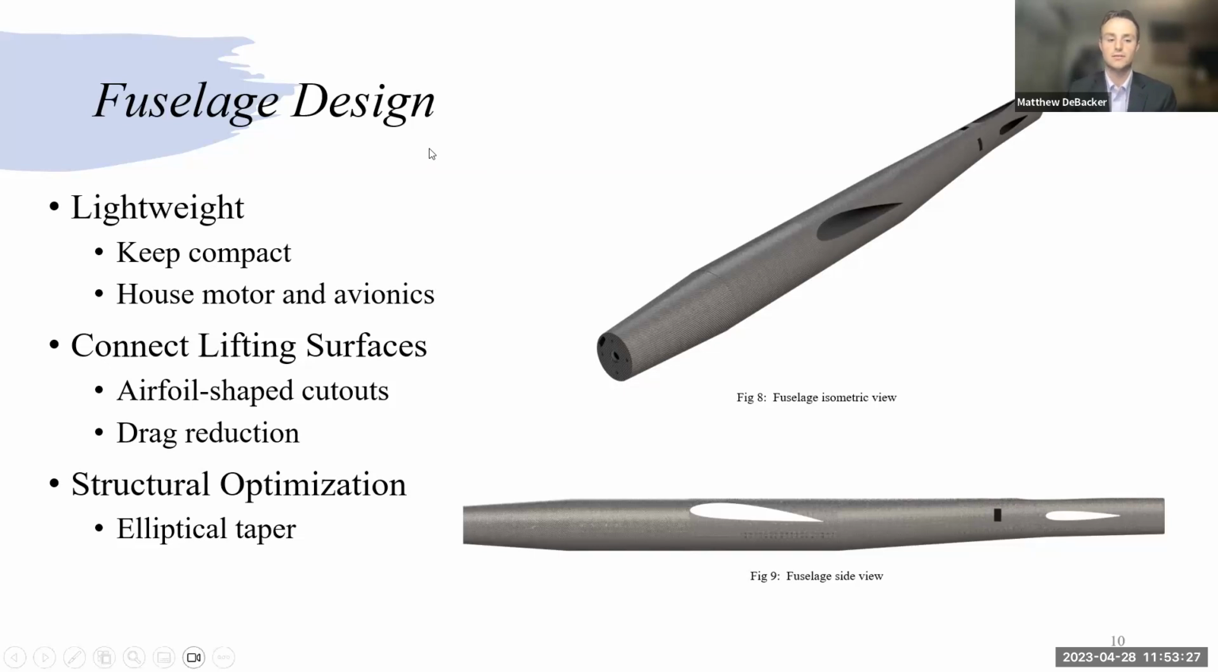Finally, the fuselage had an elliptical taper, which was used to optimize the structure for the bending moment created by the horizontal tail and the total tail weight. And this taper put more material further away from the neutral axis, giving the fuselage a stronger structure overall. Next slide.